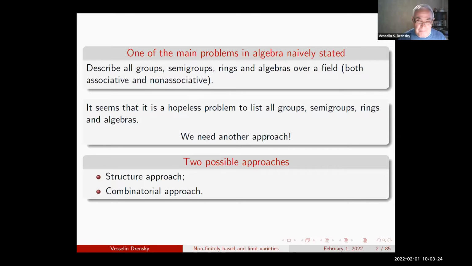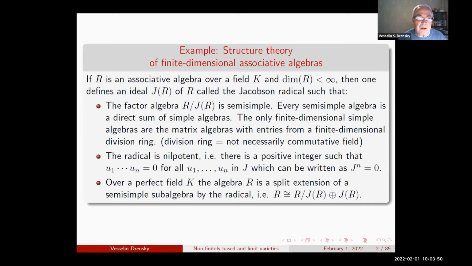If you ask a person which are the main problems in algebra, very naively you should answer: describe all groups, all semigroups, all rings, all algebras over a field, associative, non-associative. But of course, this is a hopeless problem. So we need something else. And there are two obvious approaches. One of them is the structure approach, and the other is the combinatorial approach.